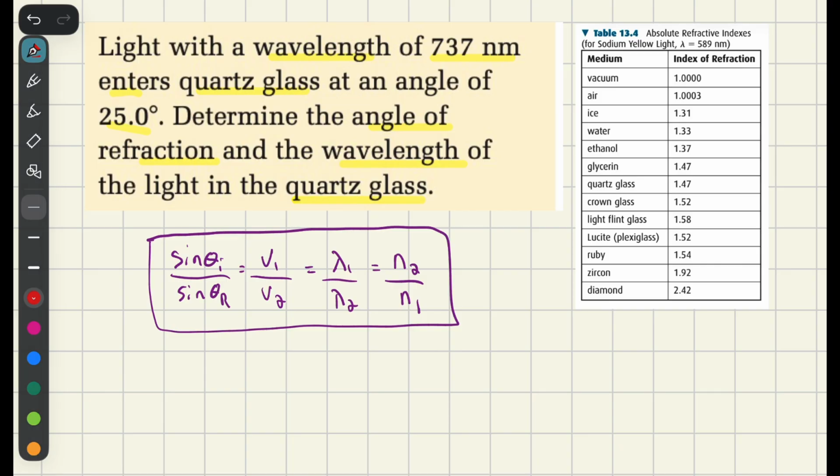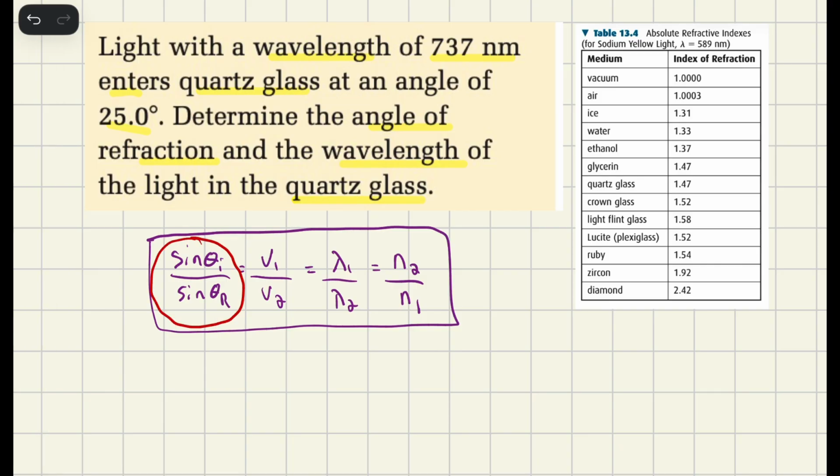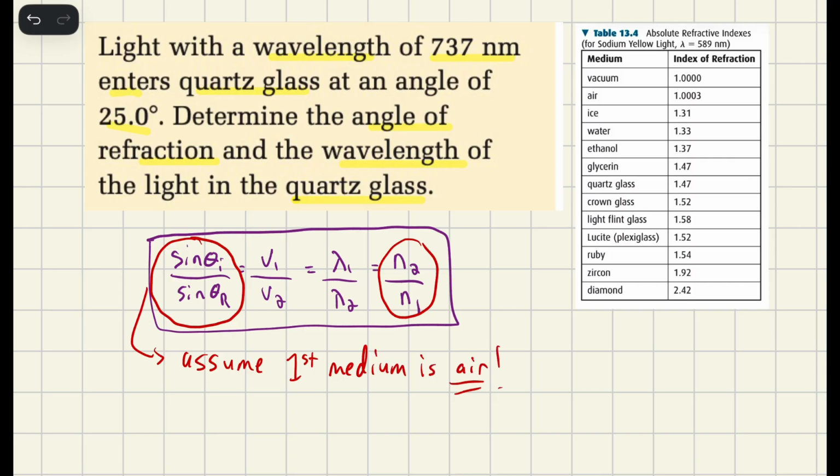Now, this will be a two-step calculation. So we're going to take the first part with the angle of incidence and the angle of refraction and the two indices of refraction. And we're going to assume that the first medium is air, and that's because they didn't really tell us anything else, but it is likely that it was shot from the air to the quartz glass because air is the most encompassing thing. Otherwise, we would tell you specifically.